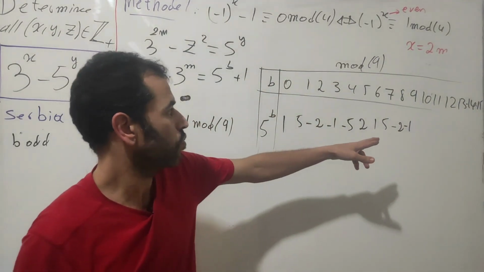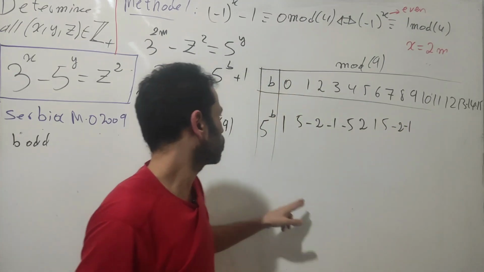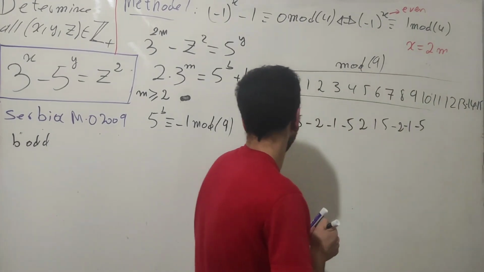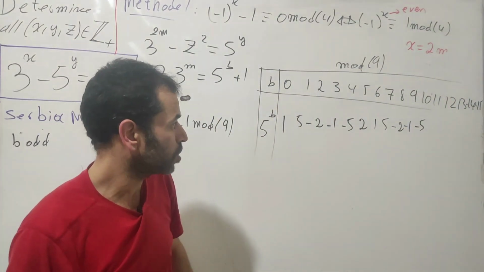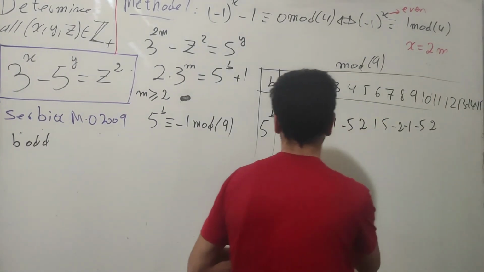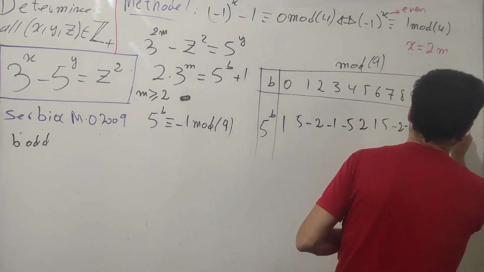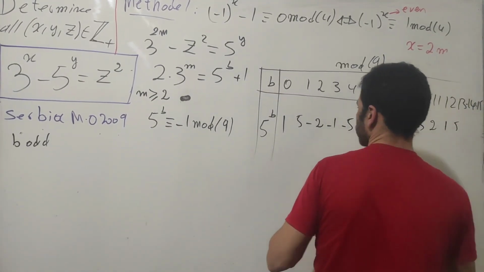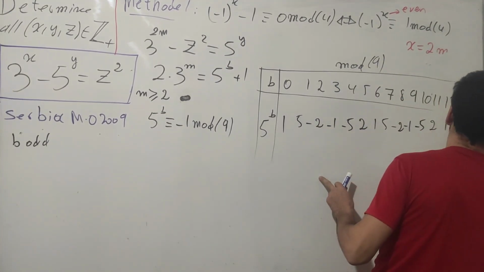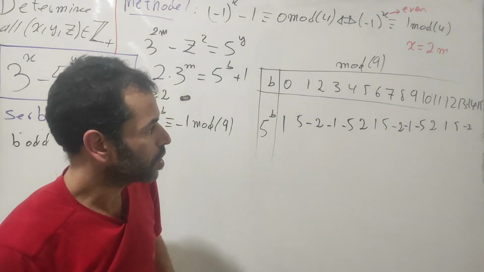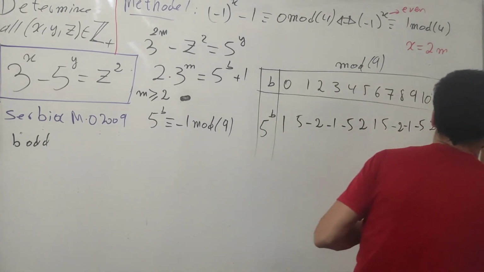For the value 9, we get minus 1 multiplied by 5, which is minus 5. Minus 5 multiplied by 5 is minus 25. Minus 25 plus 27 gives the remainder 2. 2 multiplied by 5 is 10, and we get a remainder 1 mod 9. 1 multiplied by 5 is 5. 5 multiplied by 5 is 25, and we get minus 2 here. Minus 2 multiplied by 5 is minus 10. Minus 10 plus 9 is minus 1.